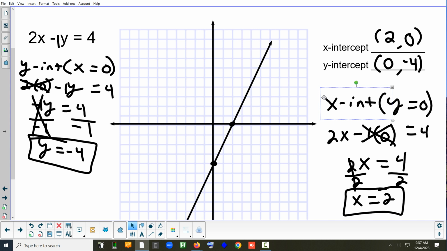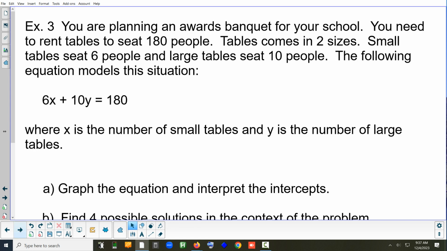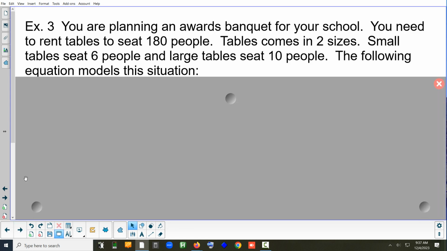Question on it? All right, let's try. Do you guys already have that written down? You're planning a banquet for your school. Just make sure the numbers are the same. 180 people, 6 people, large. A small table is 6, large table is 10. Perfect.